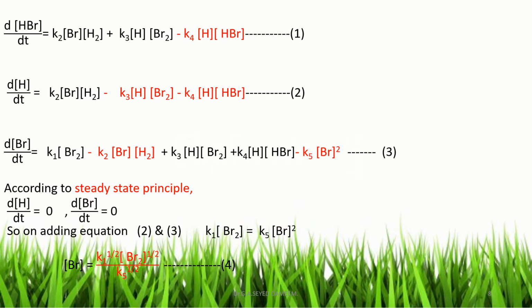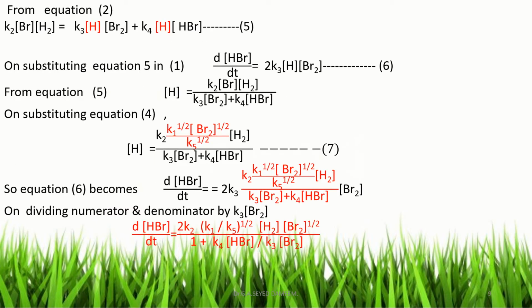This is according to the steady state principle. On adding equations 2 and 3, we get, by cancelling the plus sign and minus sign of the same term, the final equation: K1[Br2] is equal to K5[Br]². Now [Br], the concentration of Br, is equal to K1^(1/2) [Br2]^(1/2) divided by K5^(1/2). That is the concentration of the bromine radical intermediate.